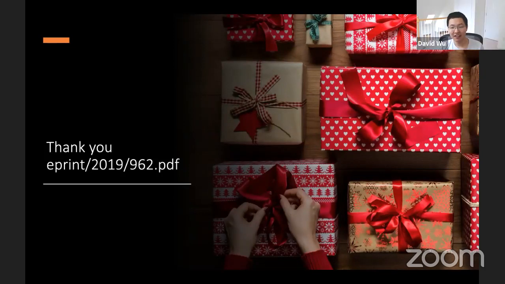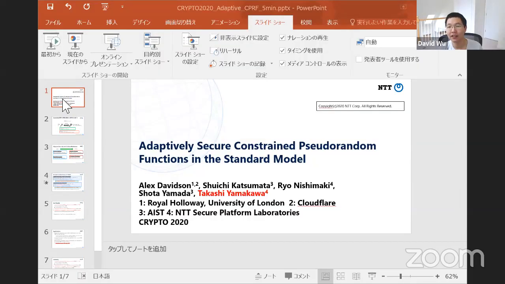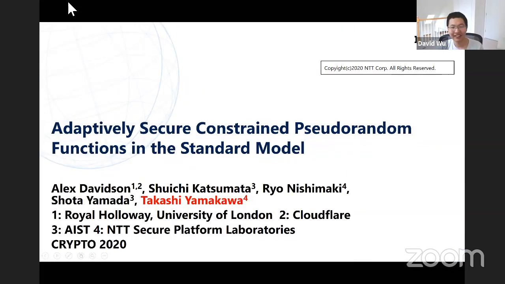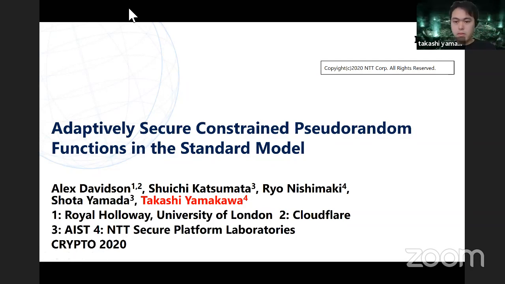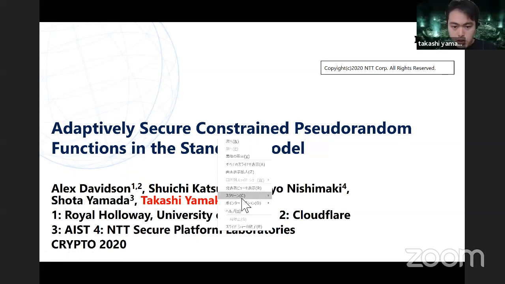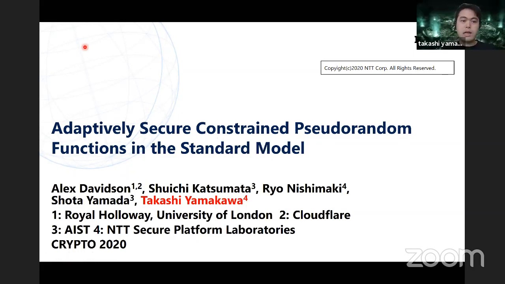Great. So our third speaker for this session, or our third paper, is going to be on adaptively secure constrained pseudorandom functions in the standard model by Alex Davidson, Shuichi Katsumata, Ryo Nishimaki, Shota Yamada, and Takashi Yamakawa. And Takashi will be giving the talk. The floor is yours. Can you see the screen? Yep, I think we're good. So thank you for the introduction.